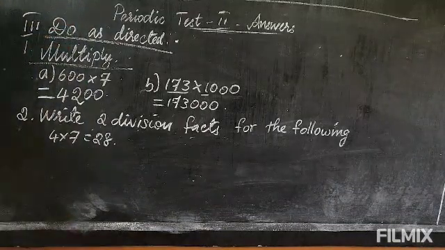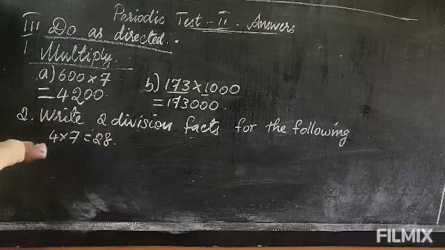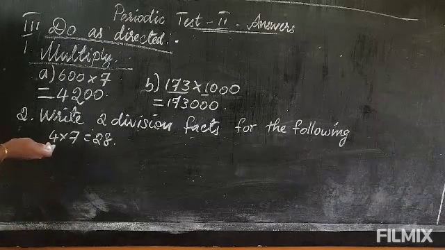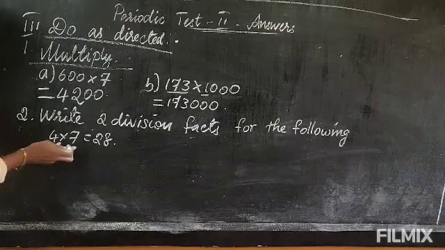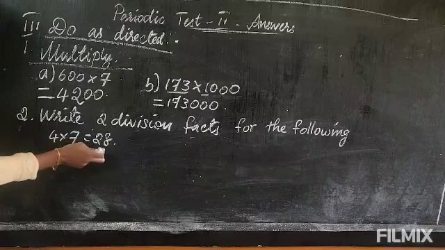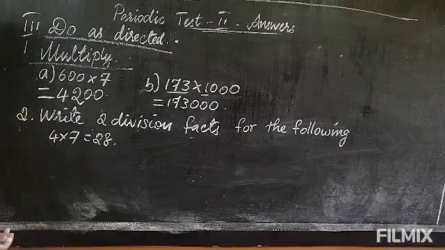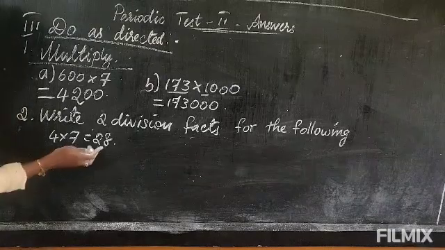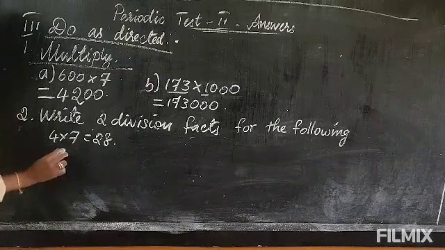Again, now write 2 division facts. So you have to use this multiplication and write two division facts. To write the two division facts, you have to use only these three numbers: 4, 7, 28. Only these three numbers you have to use, but you have to write in division. So in division you have to write the biggest number first. In these three numbers, which is the biggest number? 28 is the biggest number.